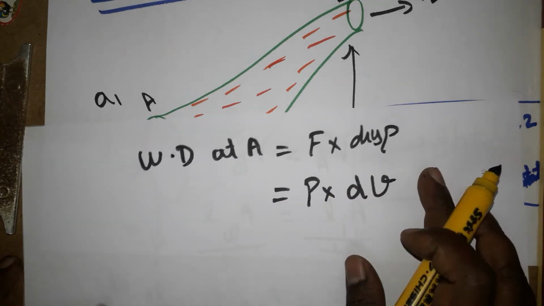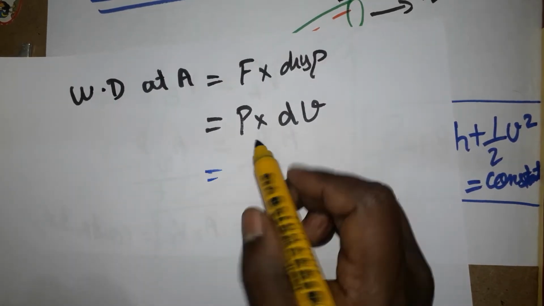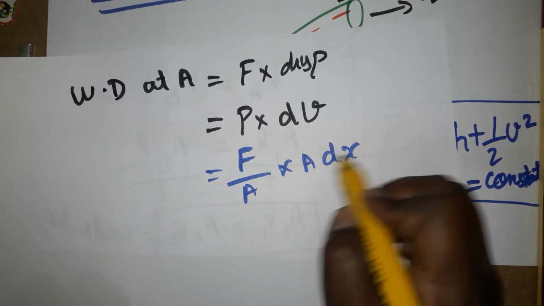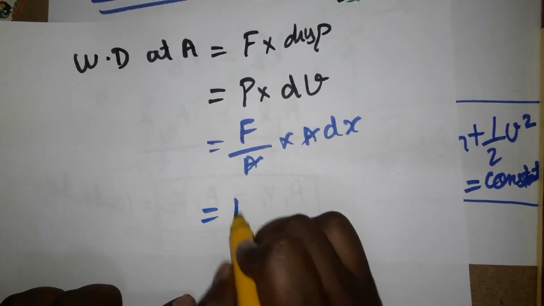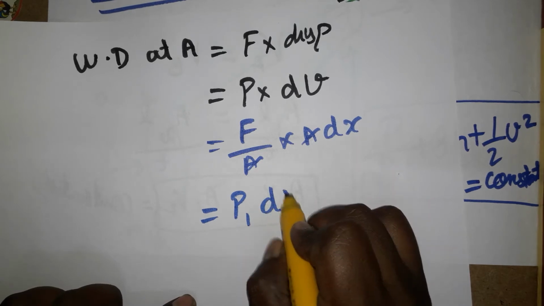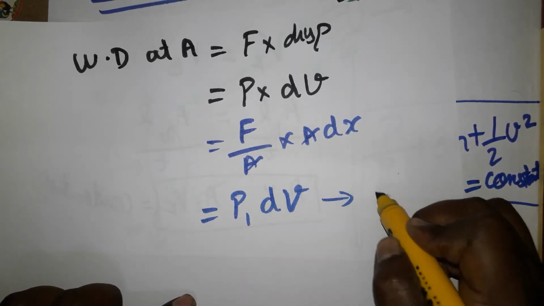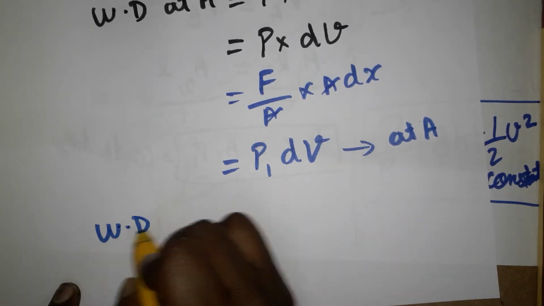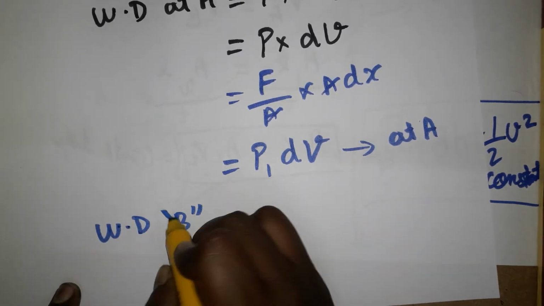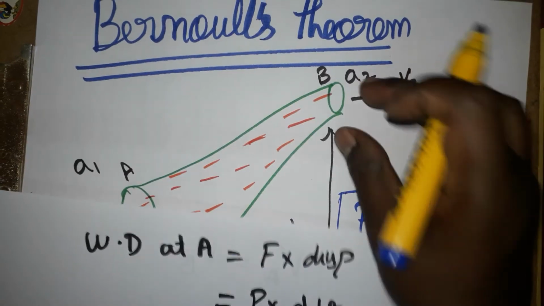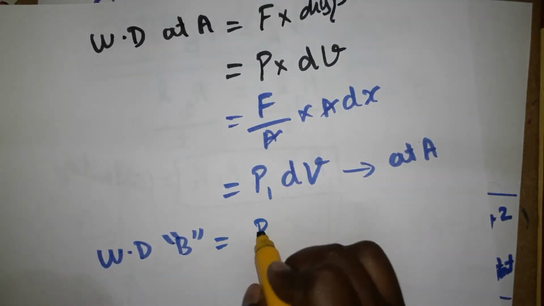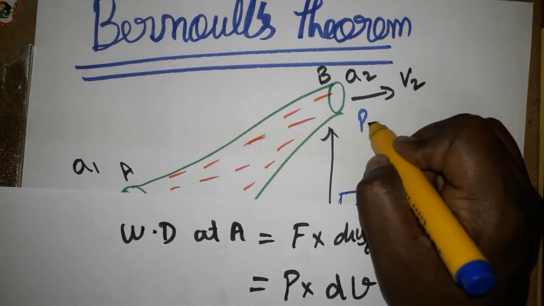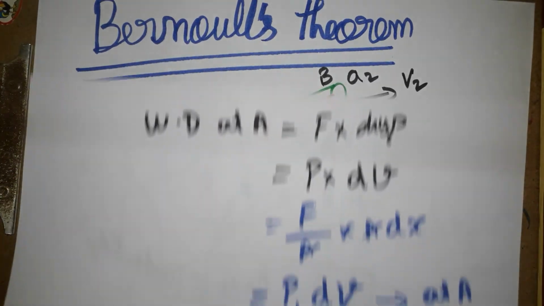How does force into displacement become pressure into volume? Pressure is force per unit area, and volume is area into length, so both are the same. So pressure 1 and changing volume is for the A side. Same thing for work done at the B side, this end: it is going to be pressure 2 dV, because I take the pressure at this point as P2 and at the other point as P1.